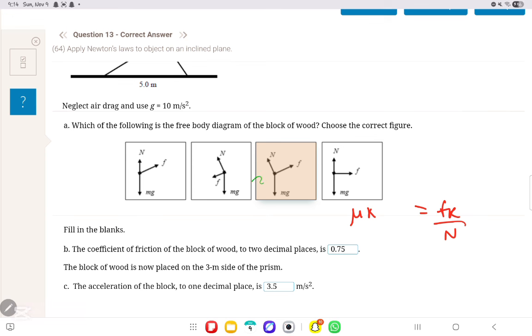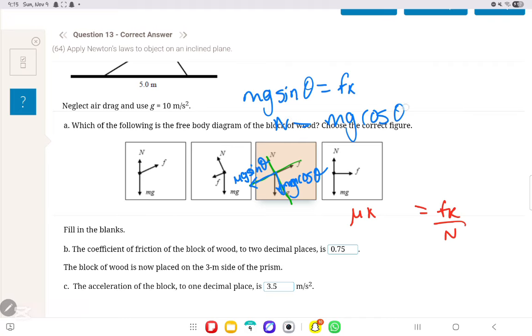Now, based on the free body diagram, let's draw the x and y axis. Let us resolve mg. mg here is going to be mg sine theta, and here mg cosine theta. You need to pay attention: when it's an inclined plane, the x-axis is mg sine theta and the y-axis is mg cosine theta. So now, mg sine theta equals fk, and n equals mg cosine theta.